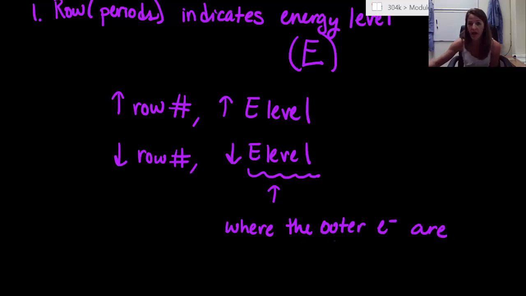And when we say the word outer, hopefully right away you're going ding, ding, ding, I know a better word for that, valence. So essentially, by looking at the rows of a periodic table, we can determine the energy level of our valence electrons, which is super, super important.